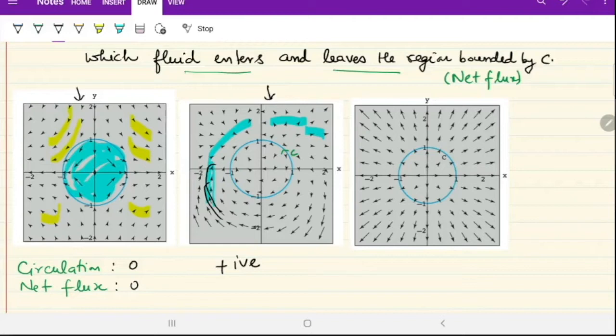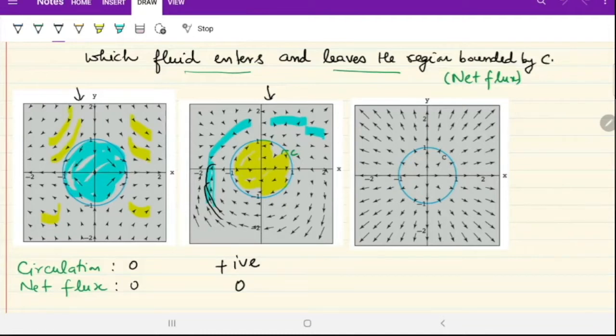If we look at the net flux, for that we have to look at the region which is bounded by our contour C. So if you look at this region, then you see that none of the fluid seems to be going across this region. So net flux again is going to be 0. So none of the fluid seems to be leaving our region. That means the net flux is 0.